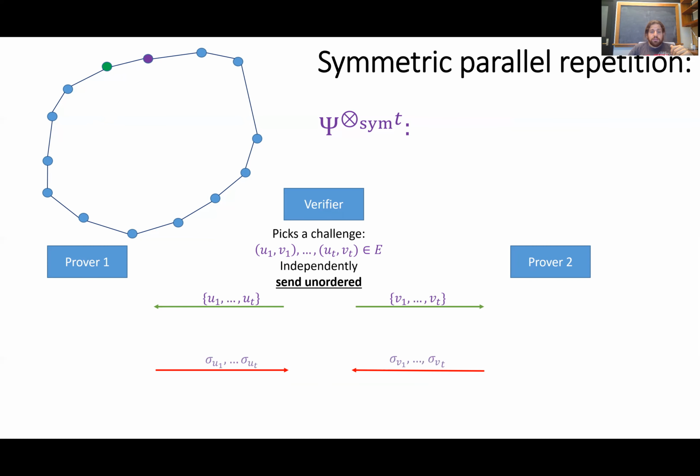Again, the verifier expects to get a label for each one of the vertices that he sends to each one of the provers, and is going to check whether these labels satisfy all of the challenges that he has in mind.